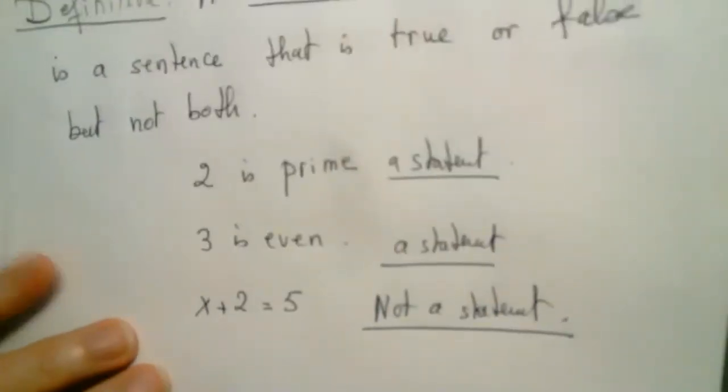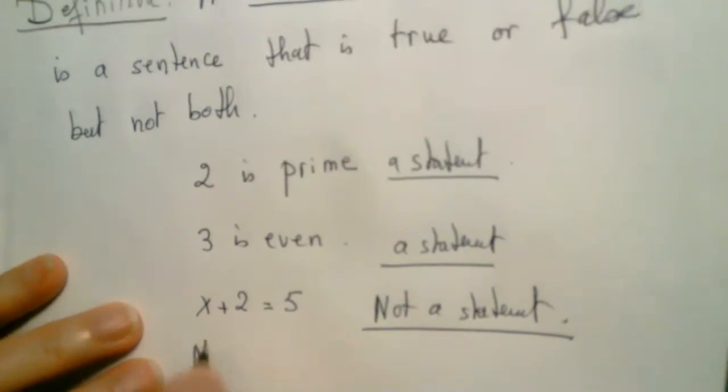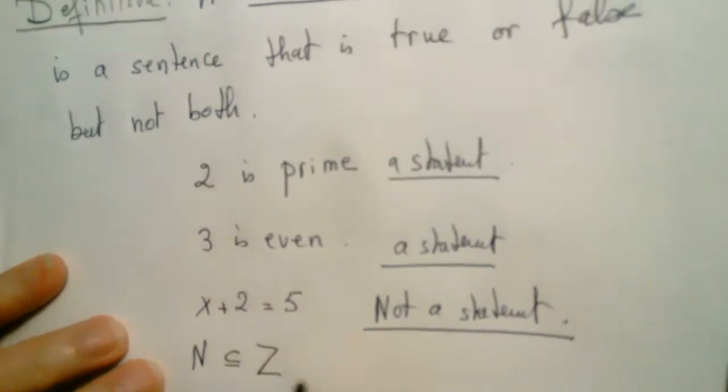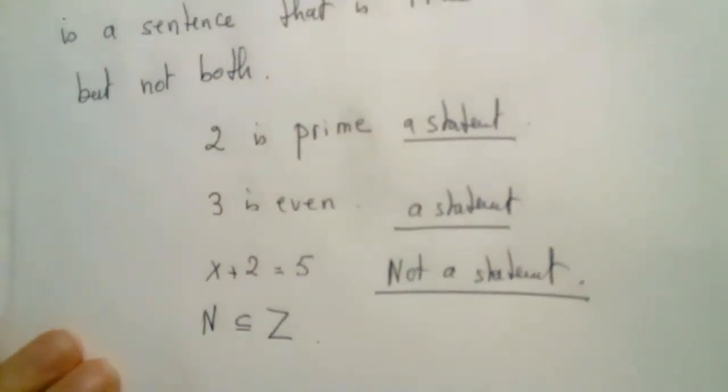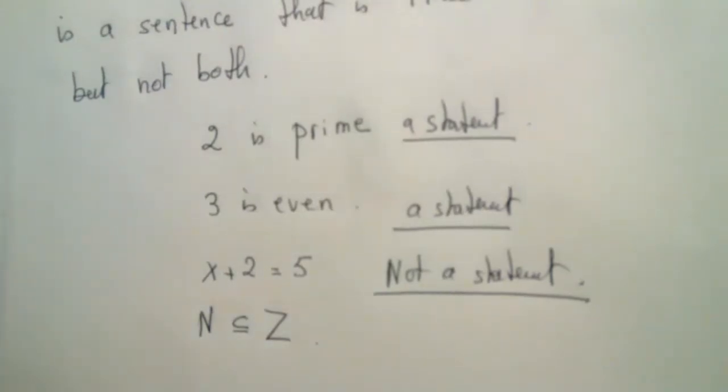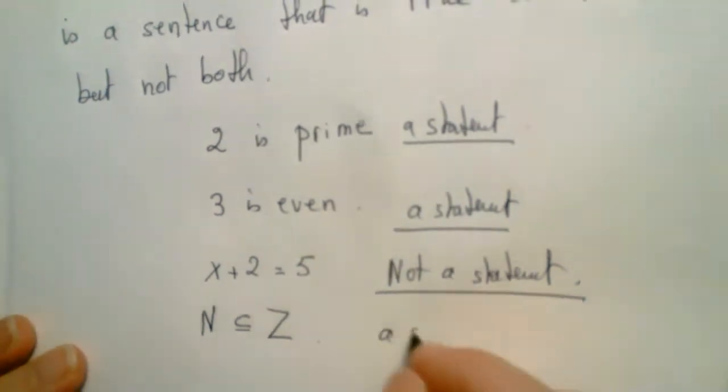Not a statement. All right, one more, and then we proceed. N, a subset of Z. Is this a statement? Yes or no? Can you tell me if it's true or false, just by looking at it? You'd say it's true. It's absolutely true, so that's a statement.